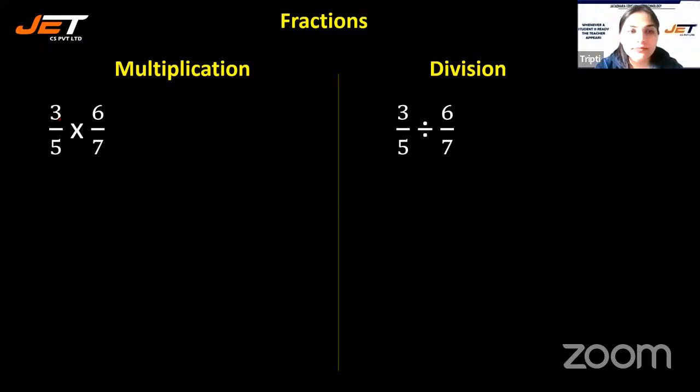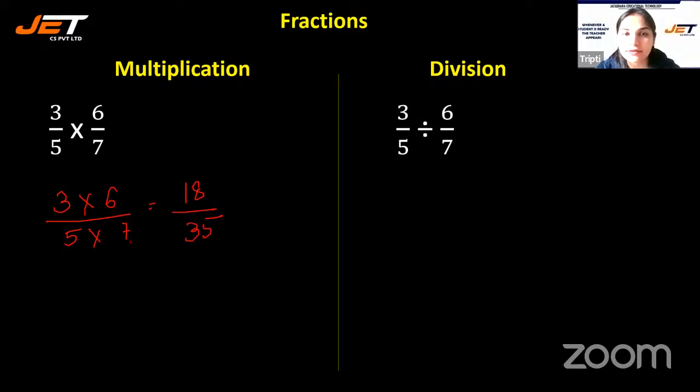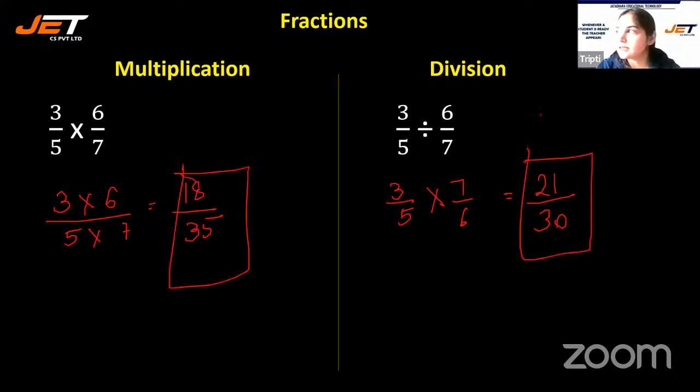Let's multiply 3 by 5 times 6 by 7. So 3 by 5, 3 times 6, and 5 times 7. 3 times 6 is 18. 5 times 7 is 35. So it's 18 by 35. And here, keeping 3 by 5 like that only, division will change into the sign of multiplication, and 6 by 7 is 7 by 6. So 3 times 7 is 21, 5 times 6 is 30. This is the answer. So 18 by 35, and here 21 by 30.